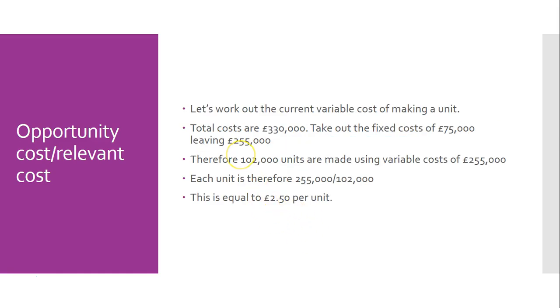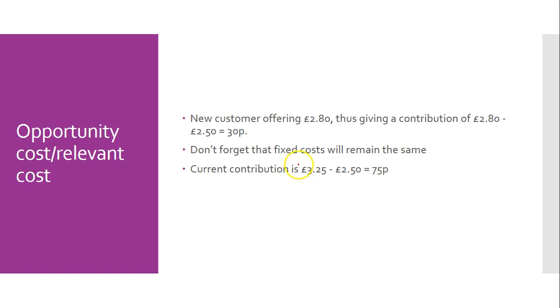So this is just pretty much doing what I've done earlier on. We have 330,000. I took away the 75,000. I left that 2,000 units. And we're using this. Therefore, each unit is £2.50 per unit. I know the new customer is offering £2.80, giving a contribution of 30p. Current contribution, I calculated 65. I think it must have been 75. Forgive me. £3.25 minus £2.50 gives us 75p.